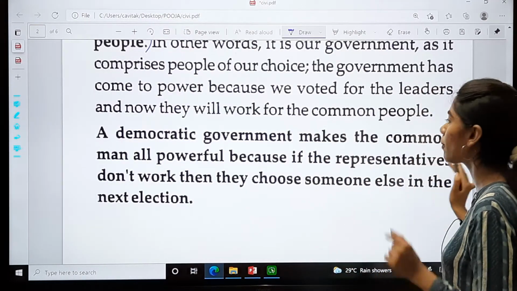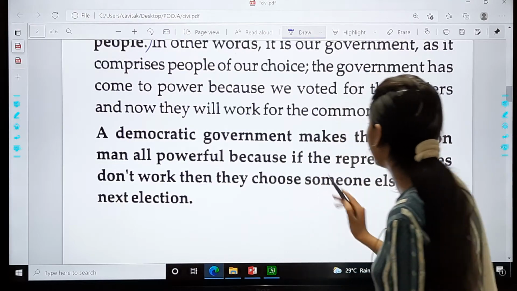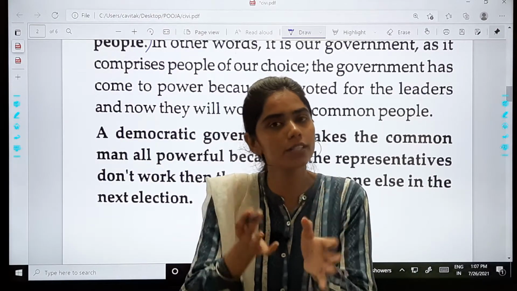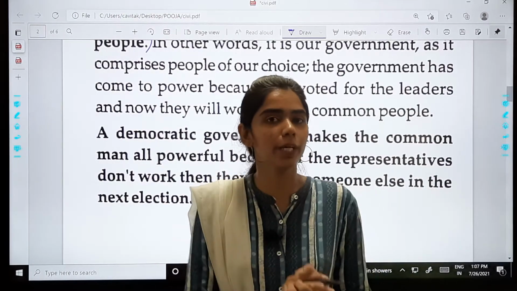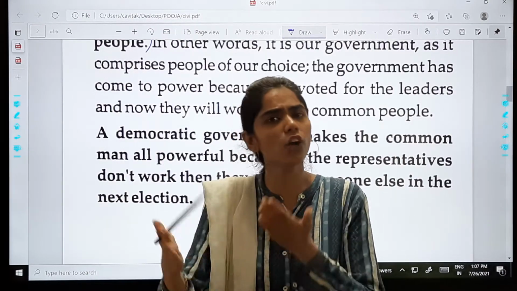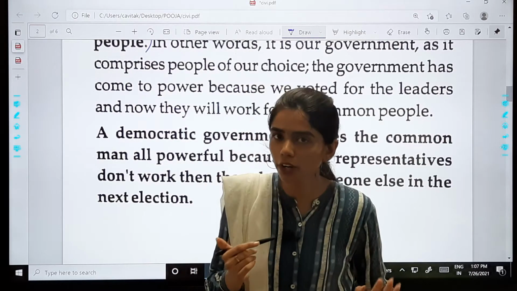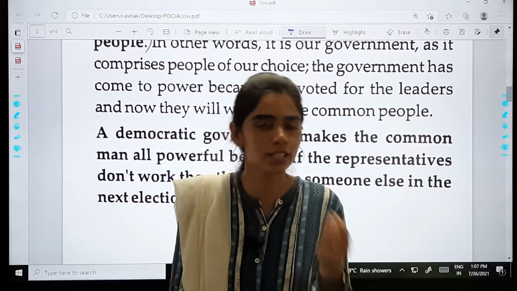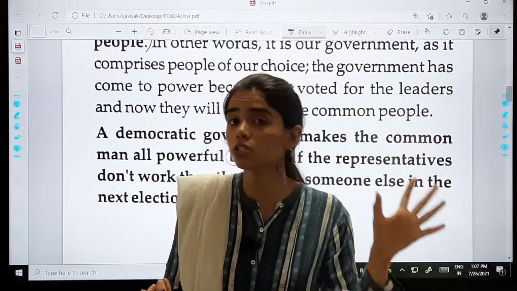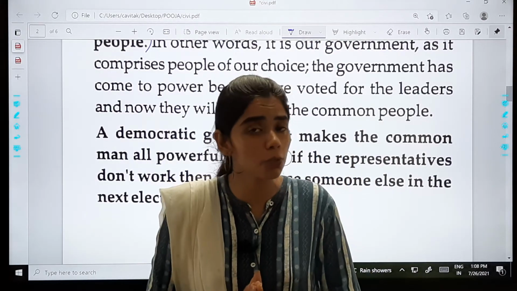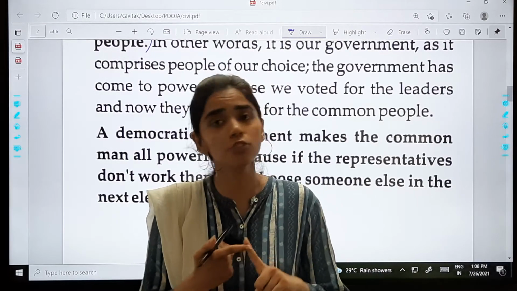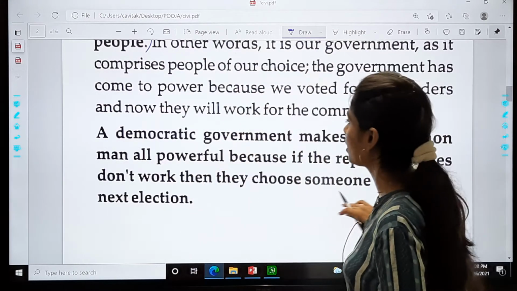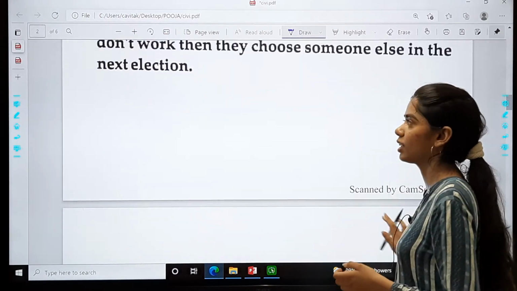Because if the representatives don't work, then we choose someone else in the next election. If we trust a political party, and we select them, we vote for them, and they even win, then we see that they are not working properly. So after the tenure gets over, what will we do? We will vote for someone else. It is our power, it is our choice. It is in our hands whom we want to vote for and whom not. We voted for this particular party, but they did not fulfill their promises, so what will we do? We will vote for someone else. Right? So this is the democratic government.